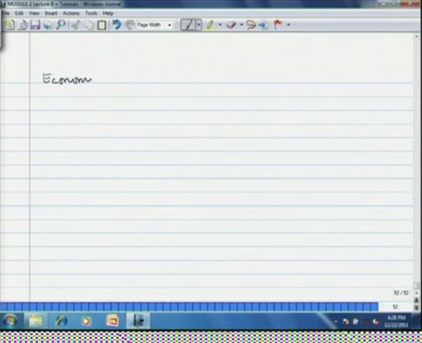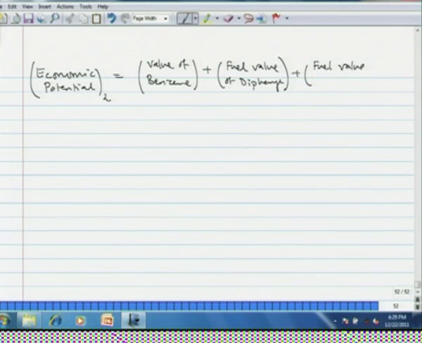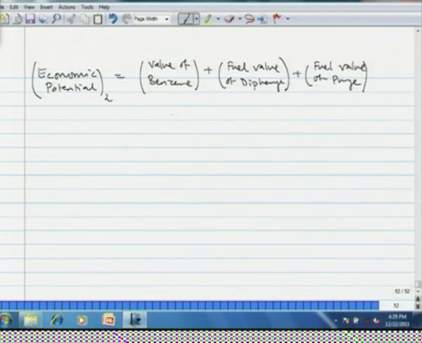Now, the economic potential. We have not considered the recycle structure, therefore, economic potential at level 2 will be the value of benzene plus the fuel value of diphenyl, because diphenyl once removed is used as fuel, plus the fuel value of purge gas, minus the value of toluene and the value of makeup gas, the two feed streams.